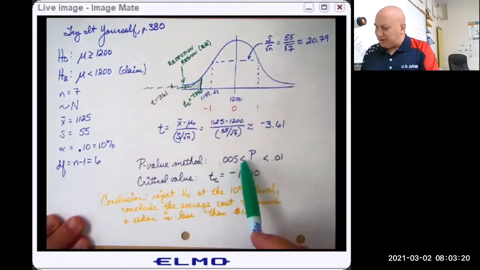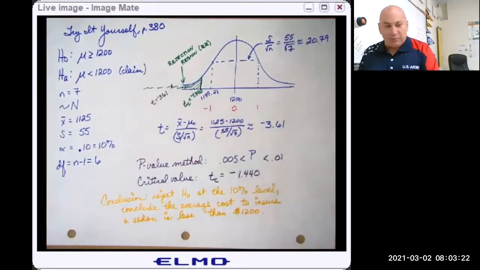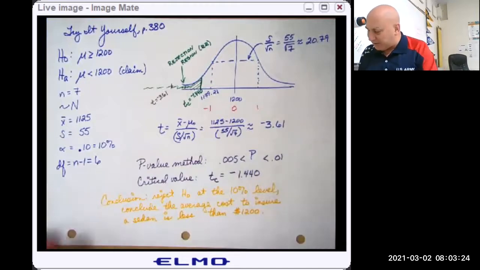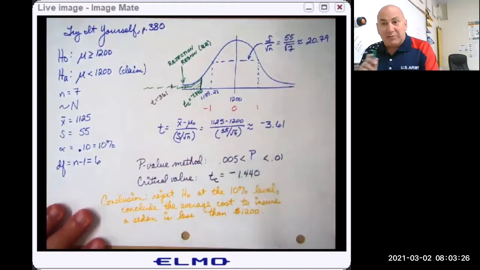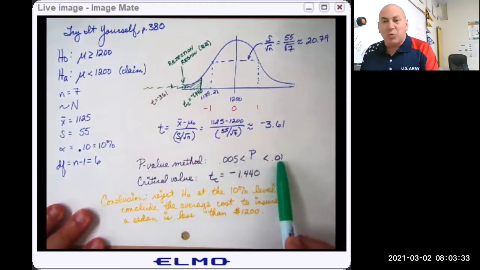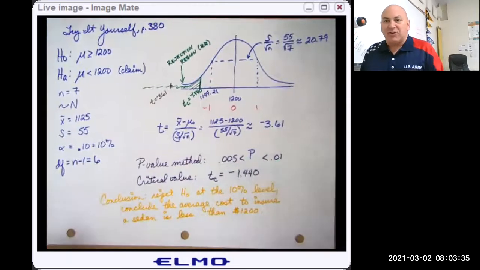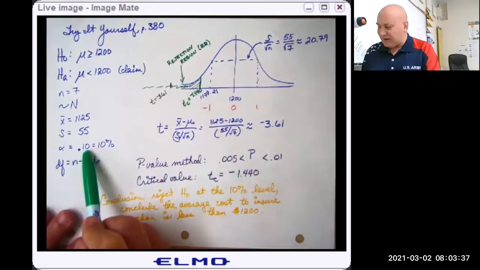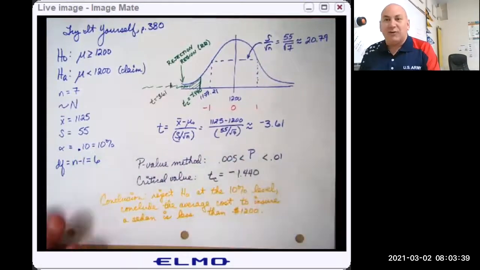So if I go the p-value method, if you look up in your book, you'll find, and remind me to go over this in class, that the p-value is somewhere between 0.5% and 1%. That's all you need to know because alpha is 10%. P is less than alpha. P is low, reject the H0.